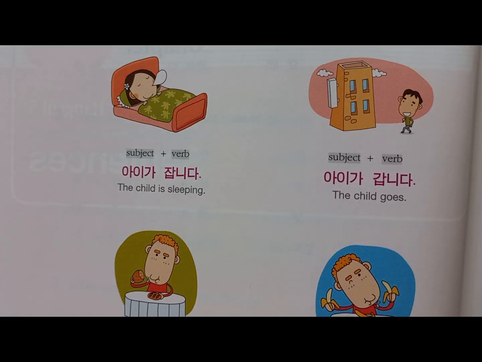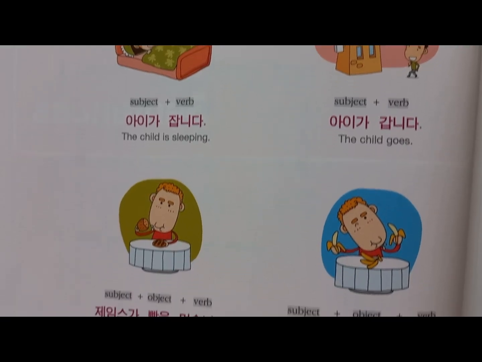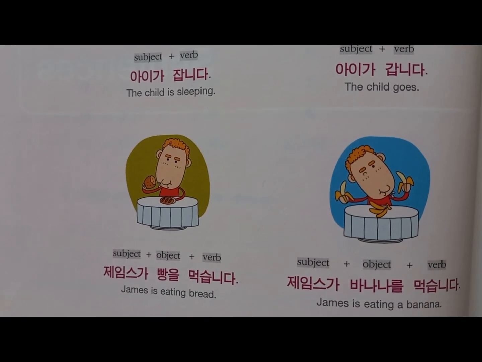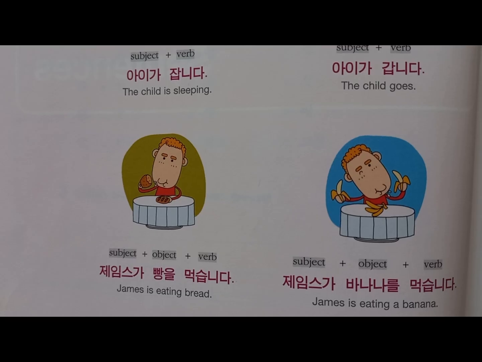And then examples of subject plus object plus verb sentences. 제임스가 빵을 먹습니다. So James is eating bread. One more time. 제임스가 빵을 먹습니다. Or 제임스가 바나나를 먹습니다. James is eating a banana.